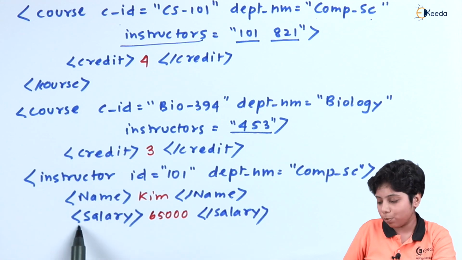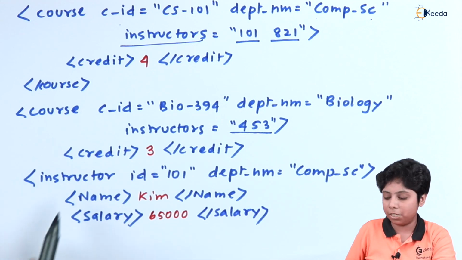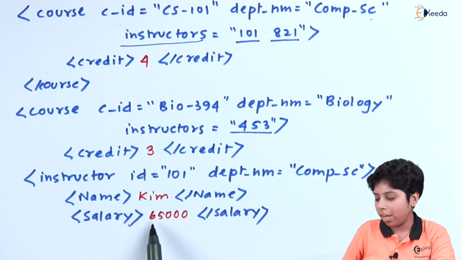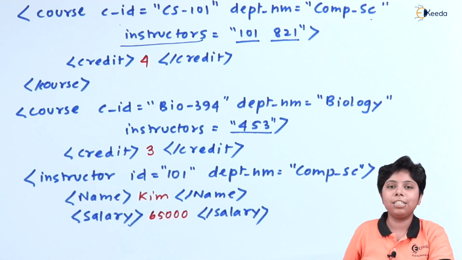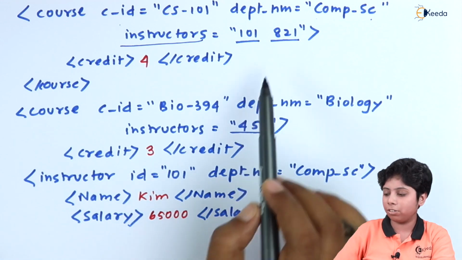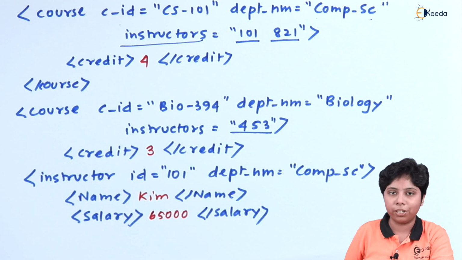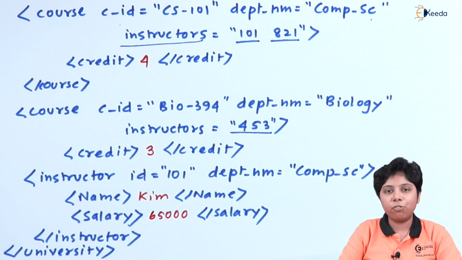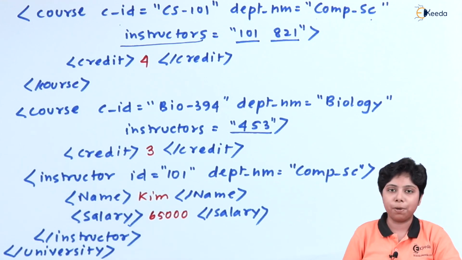Now let's look at this one, the salary attribute or sub-element of the element instructor. We have used 65,000. Other than using #PCDATA, we could have used #ANY, which means any type of data we can include in the salary field. In this way, we could have inserted other values for the instructors 821 and 453. I am not inserting those values here. Now, this IDREF and IDREFS are the same as a reference or the foreign key constraint in SQL or database features. So it is more like the reference part.